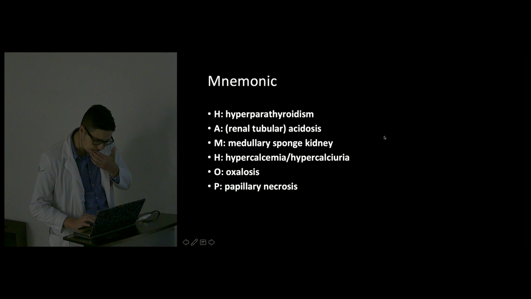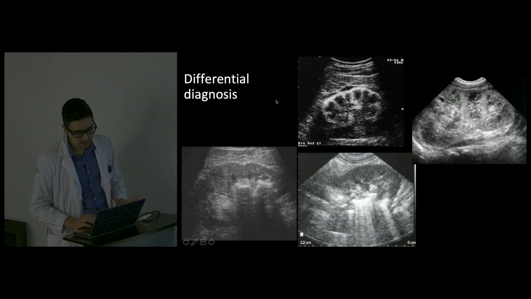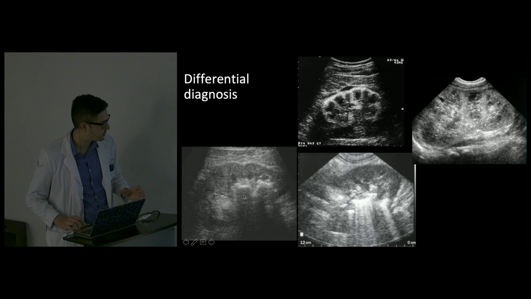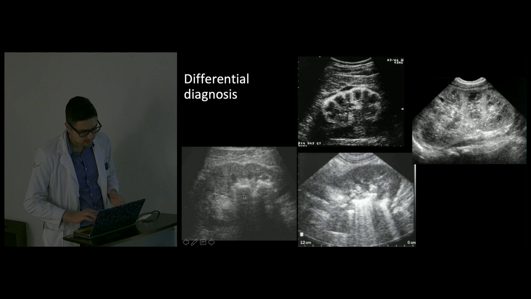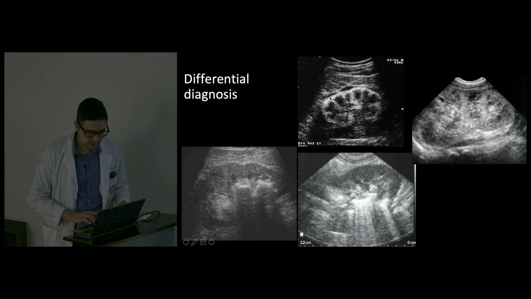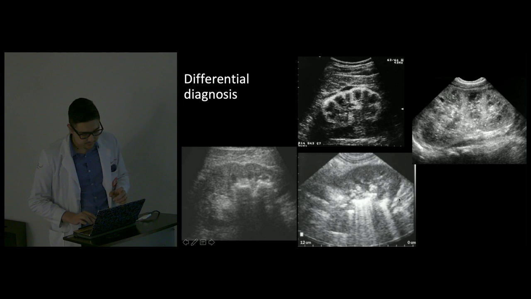Okay. There are some differential diagnoses. At the left we find kidney stones, which can give some acoustic shadowing, but you need to know the medical history of the patient. We also have cortical nephrocalcinosis here, which is the opposite of the medullary nephrocalcinosis in the findings. But the etiology has a lot of causes like sepsis, drugs, venomous spider bites, and chronic glomerulonephritis.